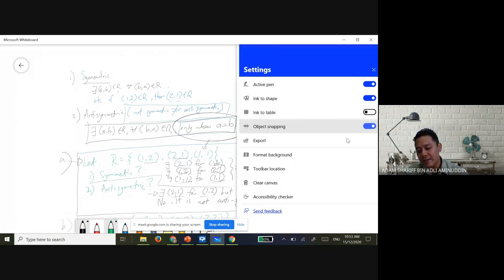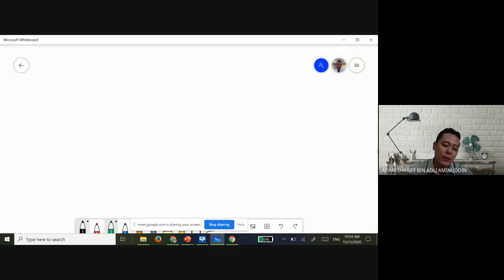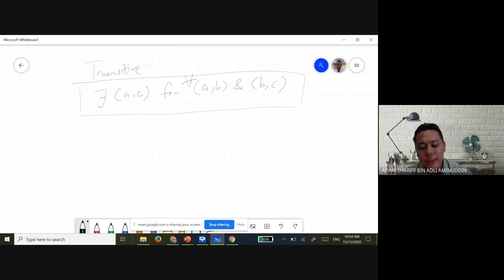Alright. Now to transitive, seperti permintaan kawan kamu satu. Maybe a very brief one. I try. Okay, about transitive. There exists AC for AB and BC. Kalau nak lagi cantik, for all lah, AB and BC. You know, it's really good if you manage to produce back the definition to guide you again.